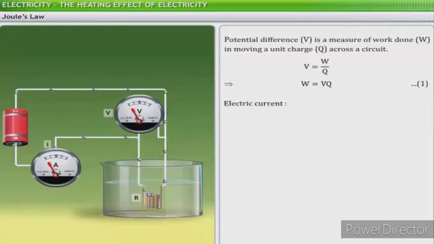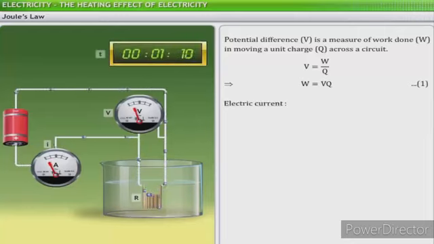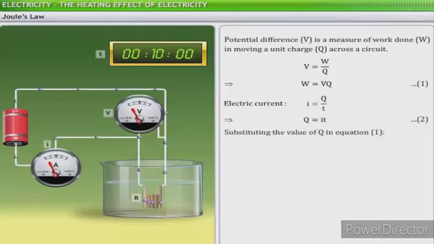The amount of electric current passing through a circuit is the product of the rate of electric current and the time of flow. From this, we get equation 2: I is equal to Q divided by T, or Q is equal to IT. Substituting the value of Q in equation 1, we get equation 3: W is equal to VIT.